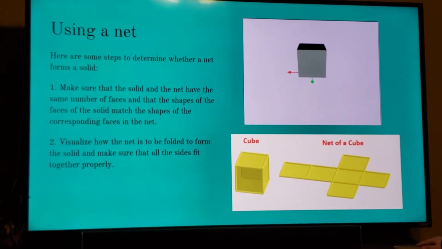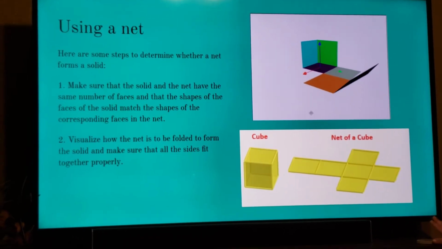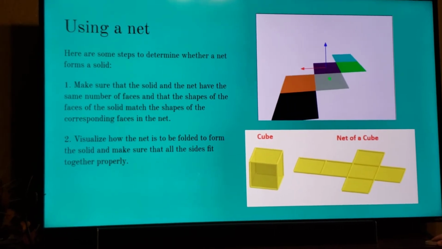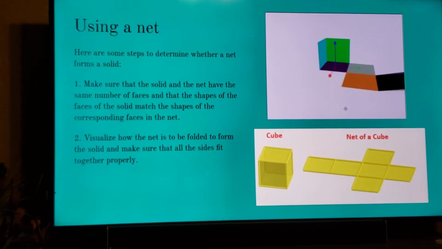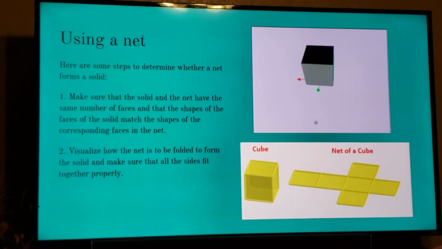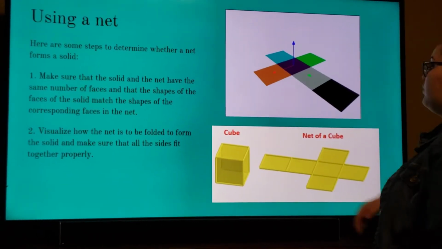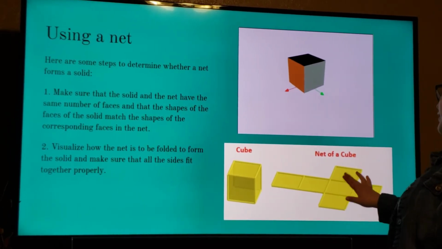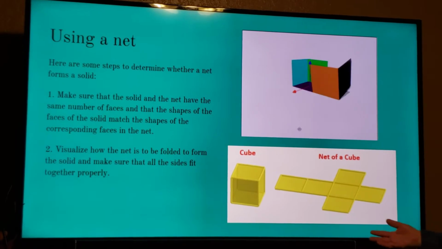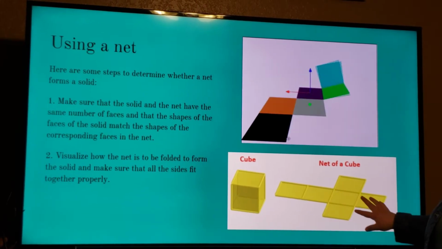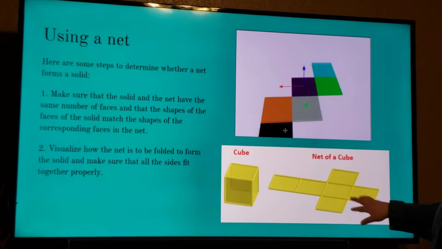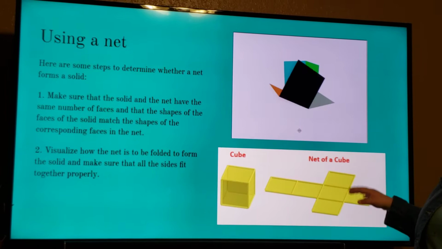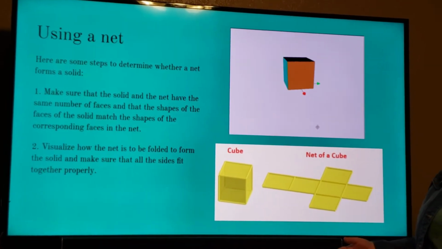A few tips for using the net, whether it be turning a net from a solid or turning a solid into a net: we have to keep in mind that they both have to have the same number of faces and that the faces are the same shape. So for our cube, the faces are squares, and we know that there are 1, 2, 3, 4, 5, 6 faces on the cube. So when we do our net, we have to make sure that there are 6 faces on the net as well. Cube faces are squares, so all of the faces on our net have to be squares.